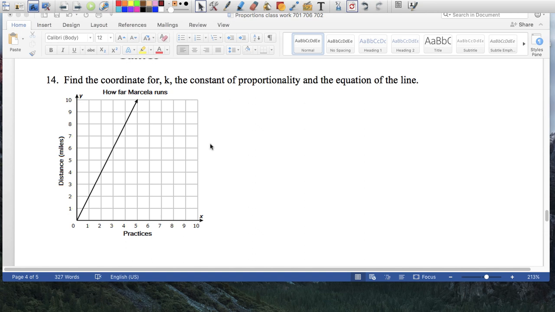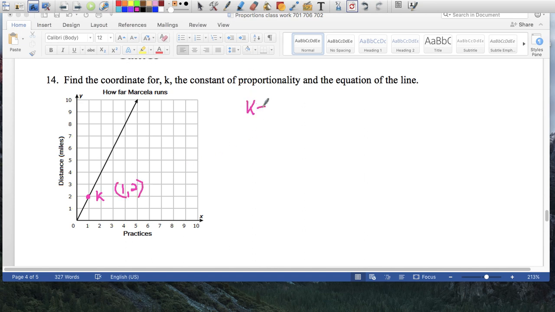14. Find the coordinate for k, the constant of proportionality, and the equation. So where is the constant of proportionality here? It is here, where x is 1. This is k, the unit rate. And the unit rate is always when we compare it to 1. When x equals 1, that is the unit rate. So we take a look at that point. That point is (1, 2).